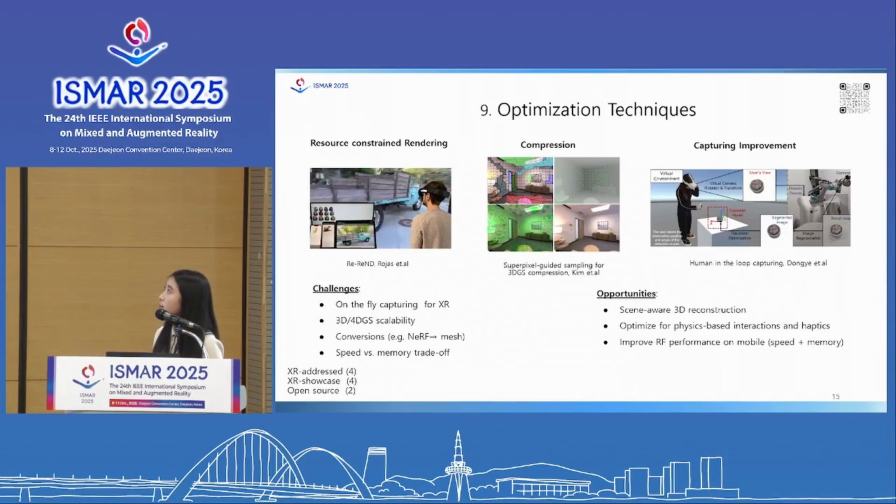So finally, regarding optimization techniques, in terms of XR Envision it has the largest number of papers, but in terms of XR Address and XR Showcase, the ratio is still small, and it covers diverse topics from resource-constrained rendering on mobile devices and compression, to capturing improvement, meaning how to guide the users in correctly capturing the scene to improve the accessibility of the technology.